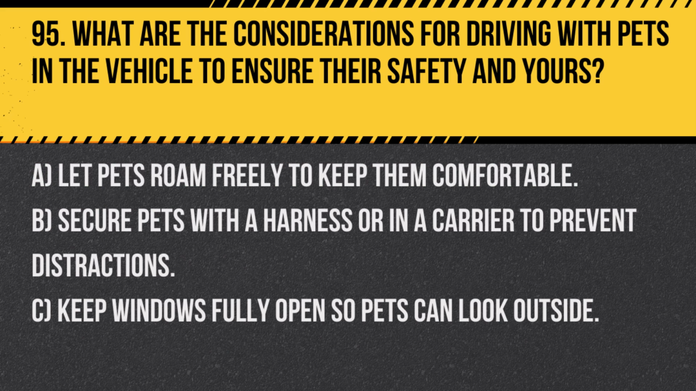Question 95. What are the considerations for driving with pets in the vehicle to ensure their safety and yours? A. Let pets roam freely to keep them comfortable. B. Secure pets with a harness or in a carrier to prevent distractions. C. Keep windows fully open so pets can look outside.